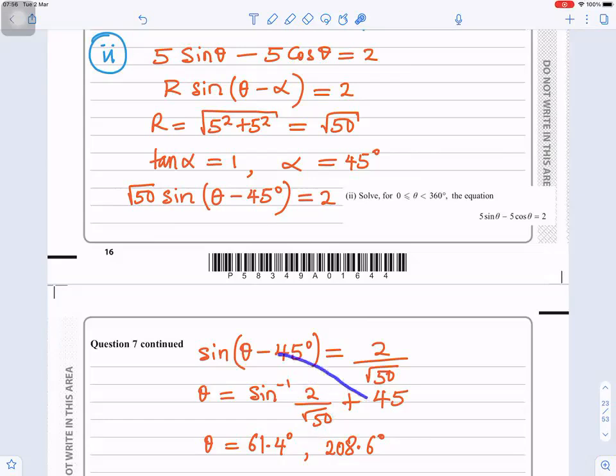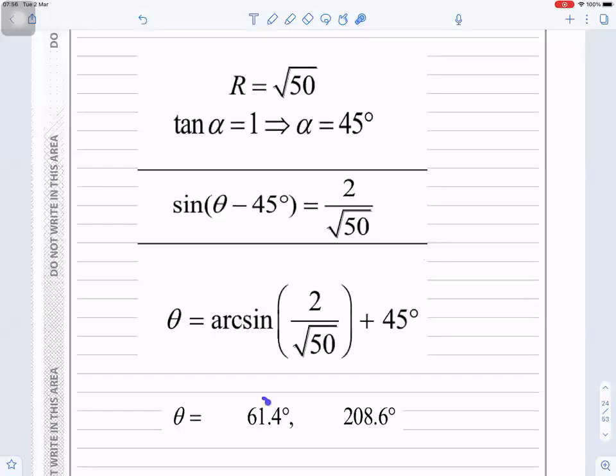Take minus 45 to the right, add 45. So you will get your answers to be 61.4 degrees and 208.6 degrees. So that's the same working out, 61.4 and 208.6. This is written neatly.